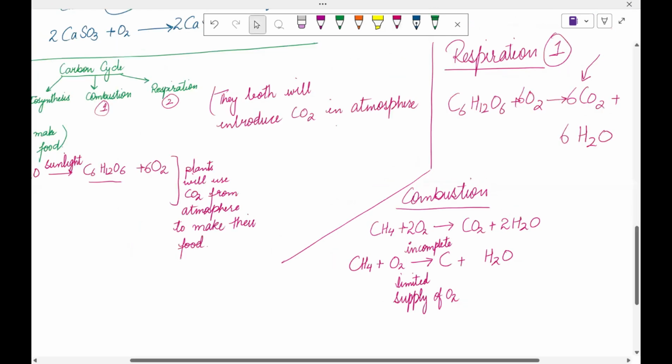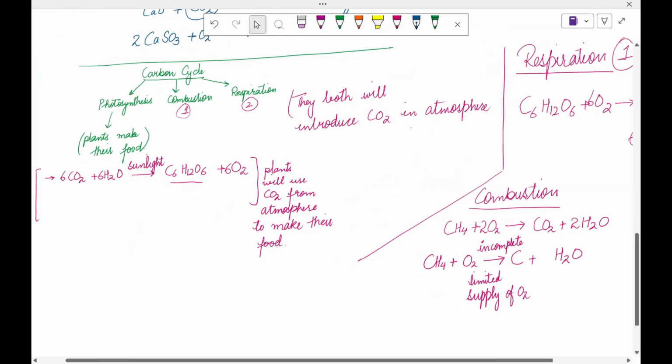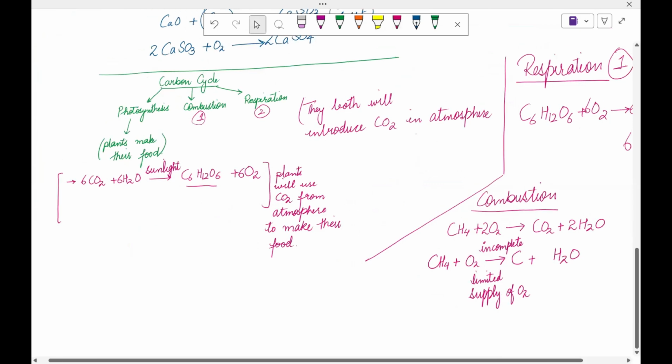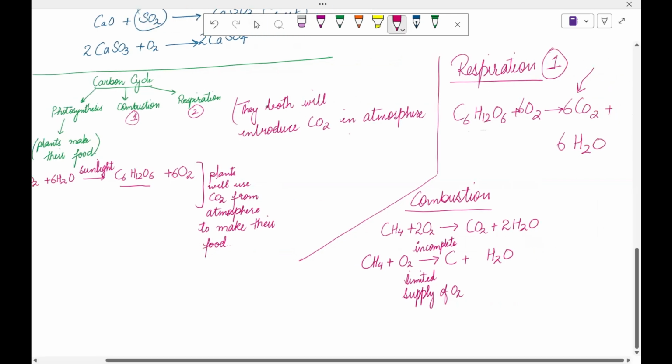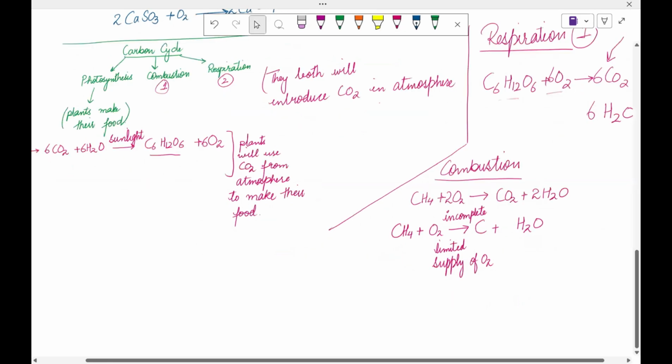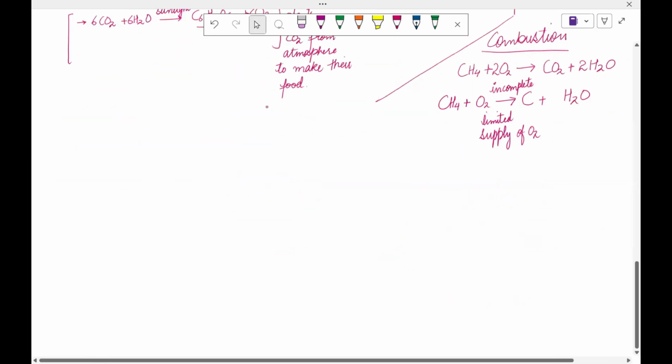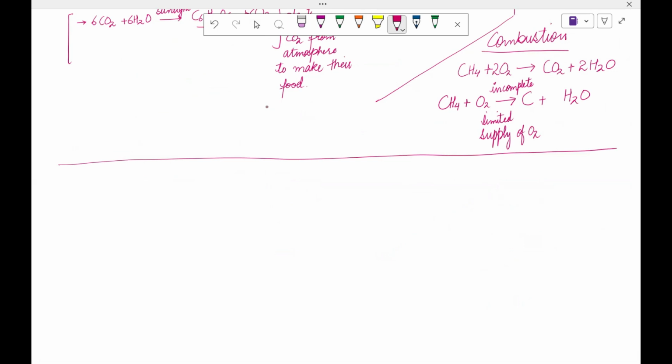So I have discussed three processes. The first is photosynthesis, in which plants consume carbon dioxide from the atmosphere. The other two processes are combustion, in which a fuel is burned and carbon dioxide is released into the atmosphere, and respiration, which also releases carbon dioxide into the atmosphere when food reacts with oxygen and produces carbon dioxide and water. Now let's move further and discuss global warming.